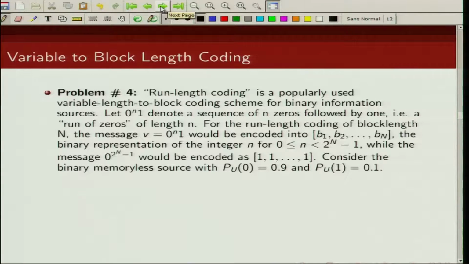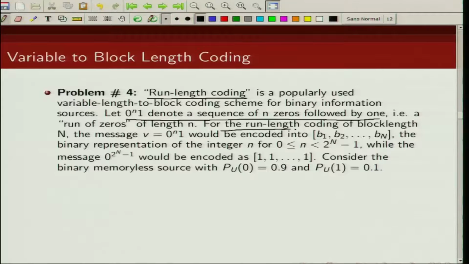Now the next example is on variable to block length coding. There is a variable to block length coding called run length coding. What does run length coding do? Let 0 raised to power n 1 denote a sequence of n zeros followed by a single 1. So this is a run of zeros of length n followed by 1, that is the sequence, and that's how we encode. So this run length coding works as follows.